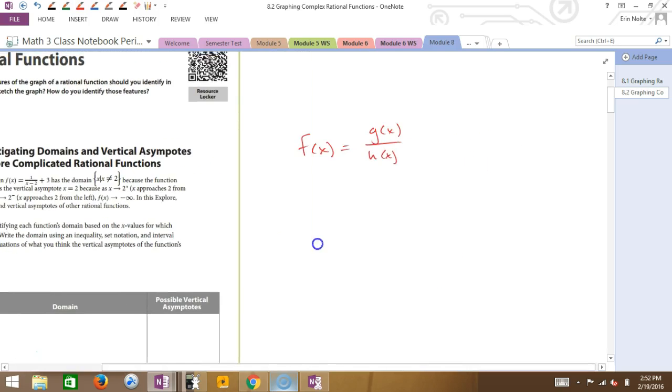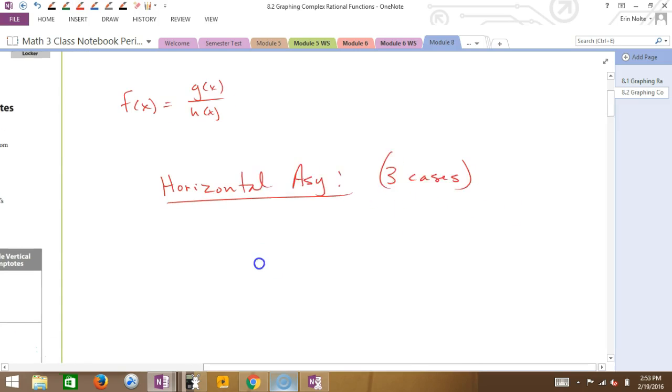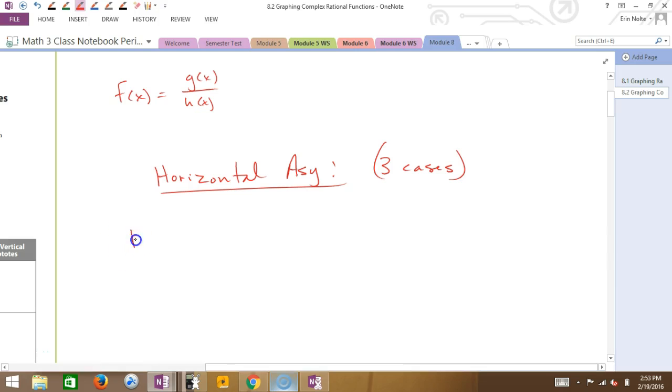Okay. So the textbook does not go over how you can find horizontal asymptotes. So I'm going to give you some quick, easy tricks of figuring out horizontal asymptotes when it's in this format. Okay, so horizontal asymptotes. There are basically 3 different cases. Okay, and I'm going to do this by example.